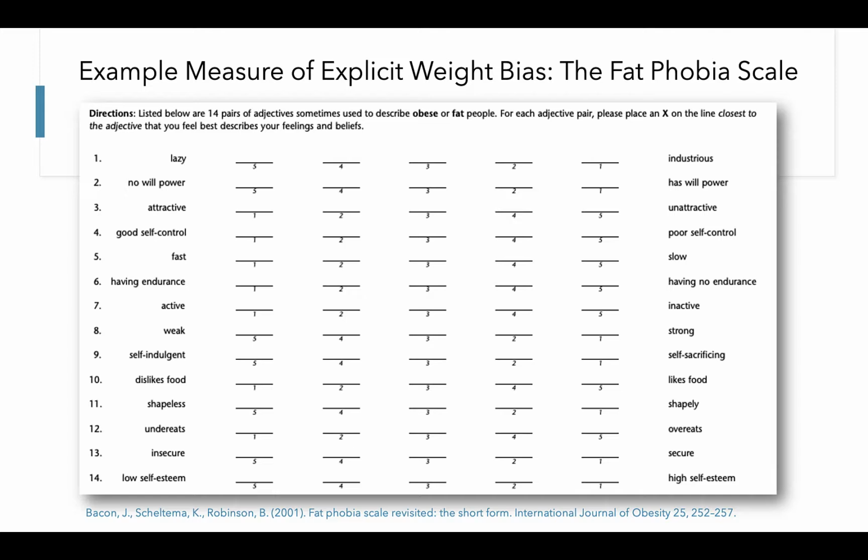So an individual who has high levels of explicit weight bias might respond to the scale in this way. They might report that they would describe obese or fat people as being more lazy, having no willpower, being unattractive, having poor self-control, being slow and not having endurance, being inactive and weak, being self-indulgent and liking food, being shapeless and tending to overeat, being insecure, and having low self-esteem.